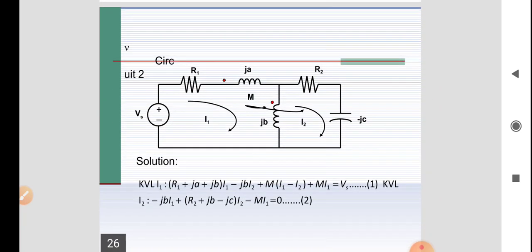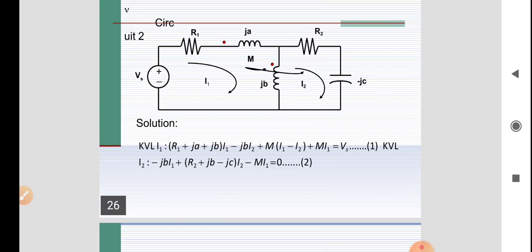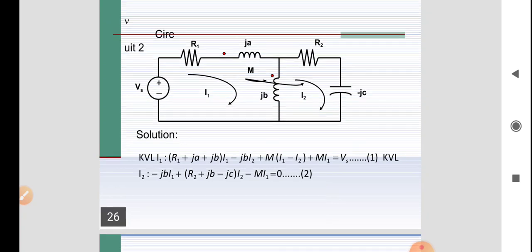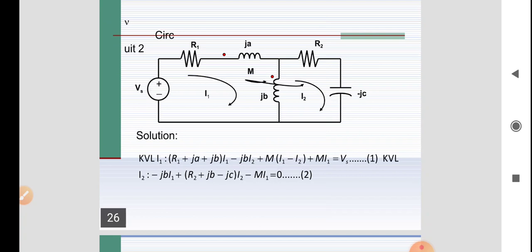Similarly, let me go to the next example. Please remember one thing: no matter how many examples you solve, writing the dot convention expressions is very important, rather than solving for the unknown currents. That is the reason I am concentrating only on the KVL equations of the dot conventions for mutual inductance.